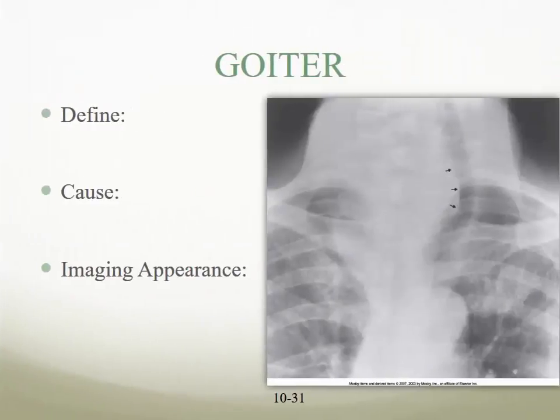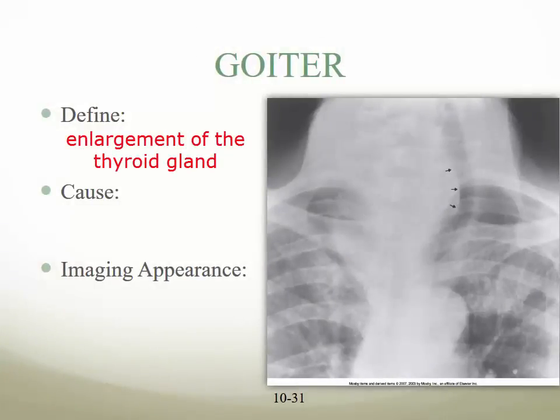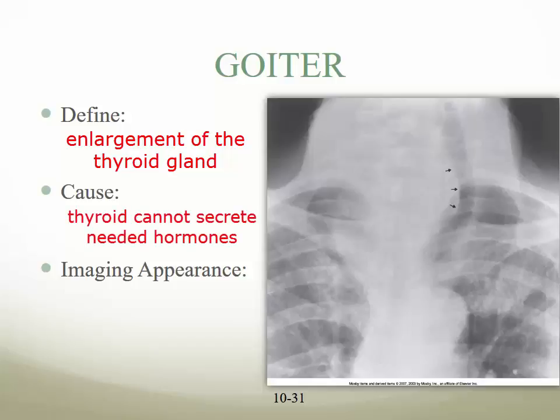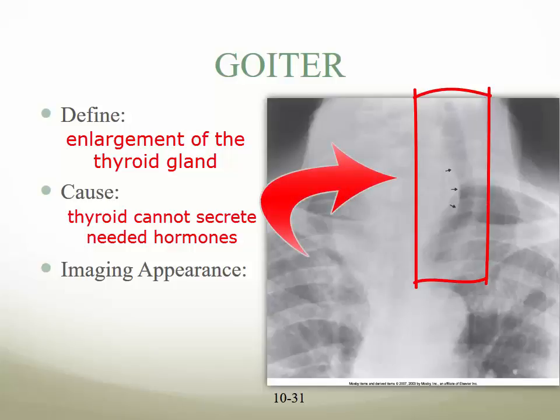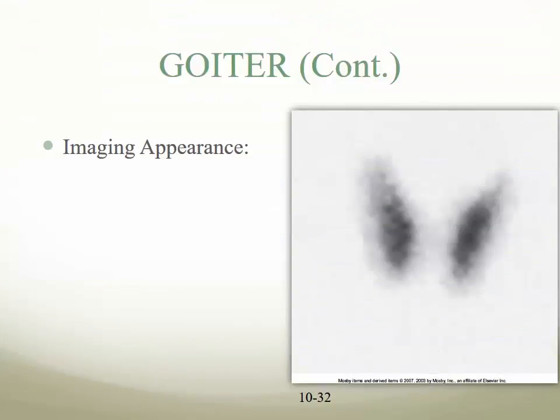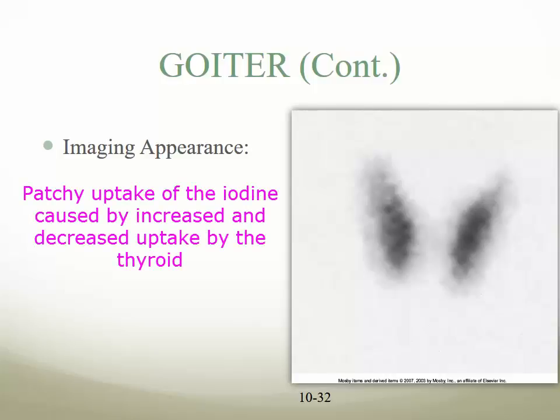Soft tissue thickening. A goiter is an enlargement of the thyroid gland that does not result from an inflammatory or neoplastic process. The cause is when one or more factors impair the capacity of the thyroid gland in the basal state to secrete the quantities of active hormones necessary to meet the needs of the body. The appearance is an enlarged thyroid gland impressing on or displacing the trachea and the esophagus. Imaging appearance in nuclear medicine is a multinodular goiter. The radioactive iodine scan demonstrates patchy uptake of the radionuclide caused by increased and decreased uptake by the thyroid.